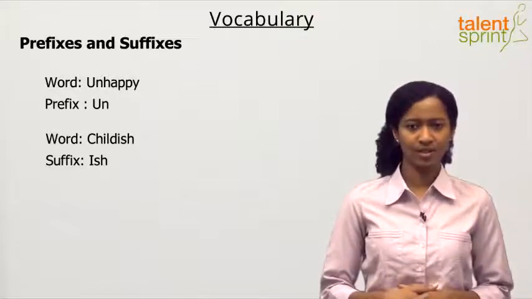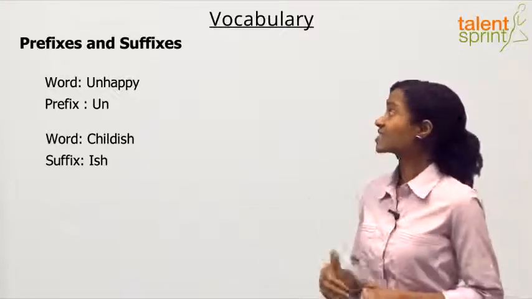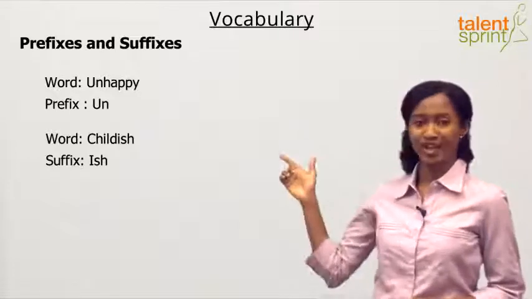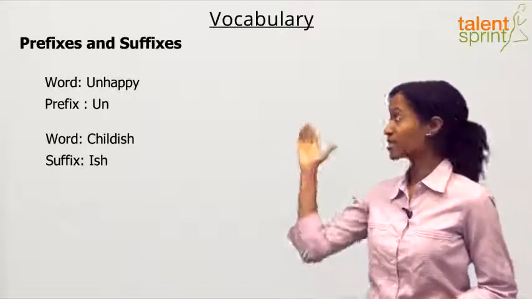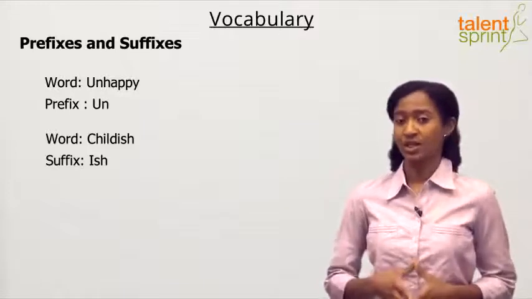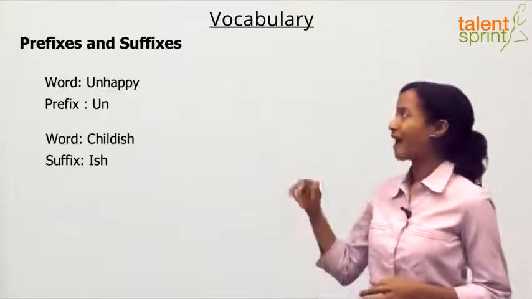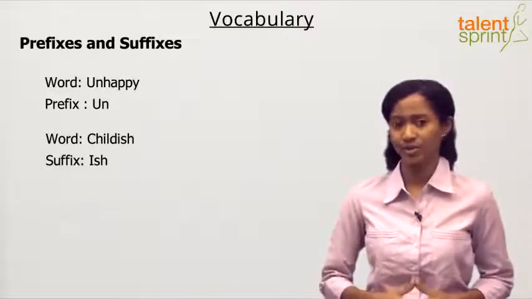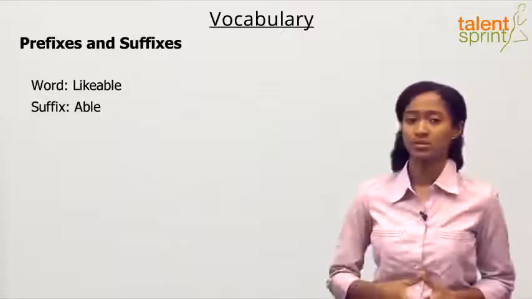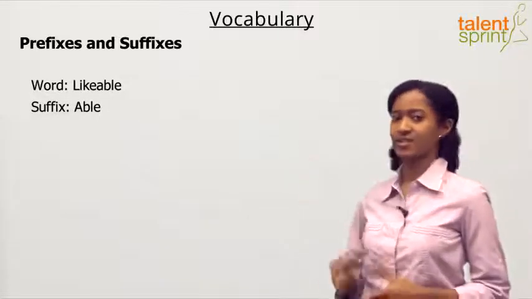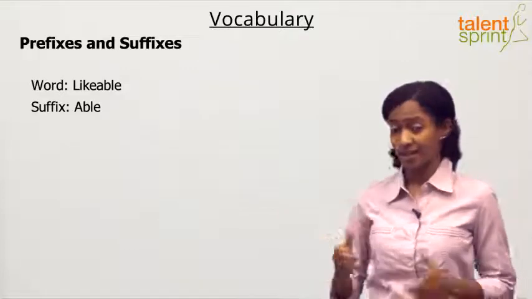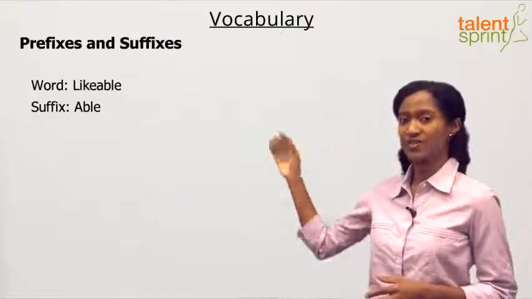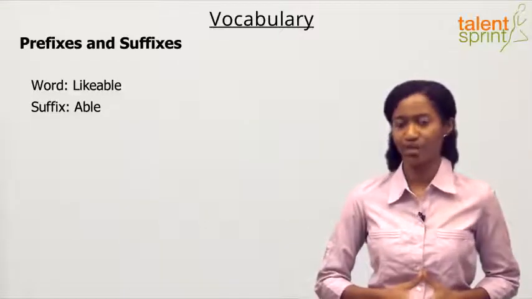What do I mean by this? Let's look at examples. The first example, childish. If you note, ish is the suffix which is attached to the root word child. Now child is in the noun form, but when I add the suffix ish, it changes to an adjective form. Let's look at another example. Likeable. Now able is the suffix added to the verb like. So like is a verb form, but when I add able, the suffix, it changes into an adjective form.